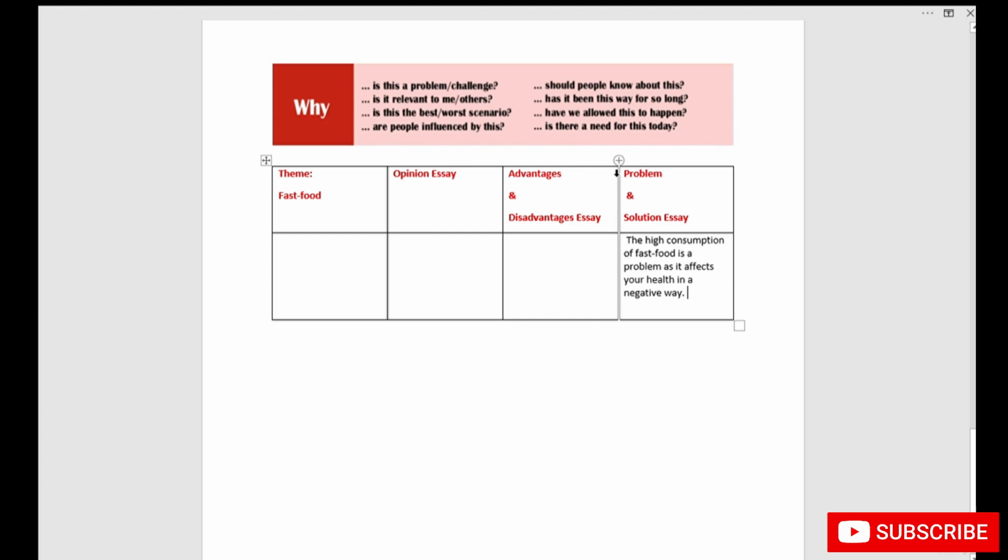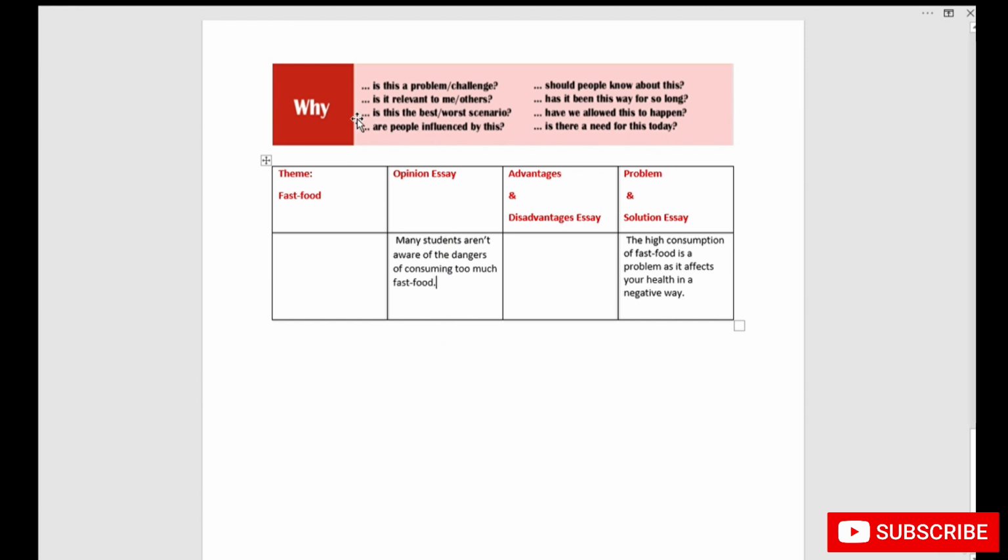This can also be used in the opinion essay part, the why is this a problem part. So we can say, let's imagine again, we are supporting the idea that it should be banned in schools. So we can say, many students aren't aware of the dangers of consuming too much fast food. So it's a problem. Why is this a problem? Because many students aren't aware of its dangers. So it should be banned in schools.